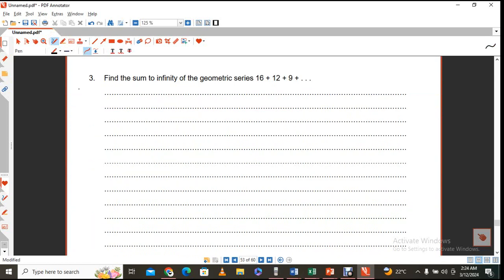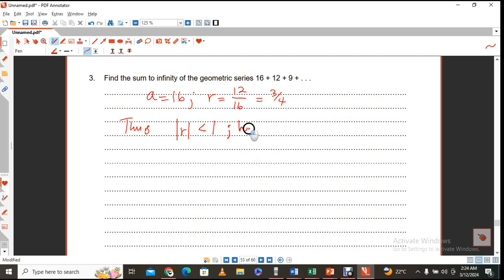This is very straightforward. You just have to identify your a value as well as your r value. From this particular case, our a value, the first term, would be 16. Our r value would be term 2 divided by term 1, which is nothing but 3/4. Thus, looking at our r value, the absolute value of r is less than 1.